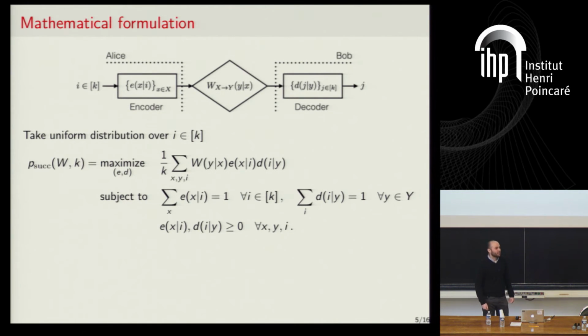And then the decoder takes y and outputs j, but I'm only interested in the probability that I is equal to j. That's why I look at d of I given y. So I'm trying to maximize this.